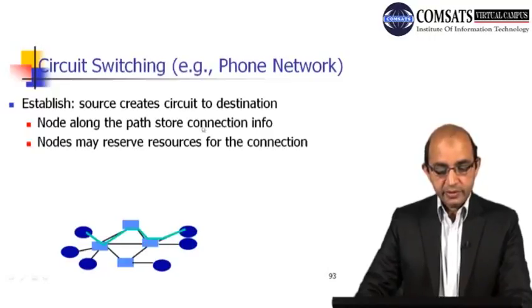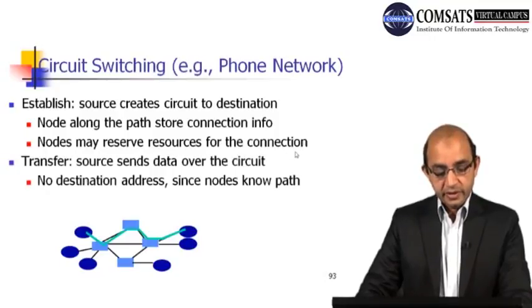Nodes along the path store connection info. Nodes may reserve resources for the connection, right? So then this is the establishment. The path is established from here, and then these are the intermediary nodes or switches.